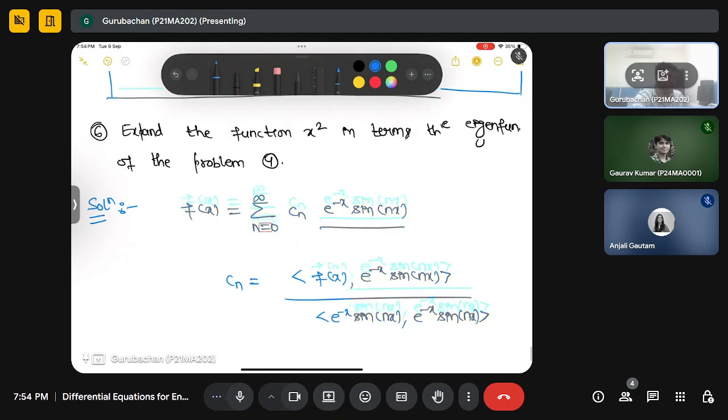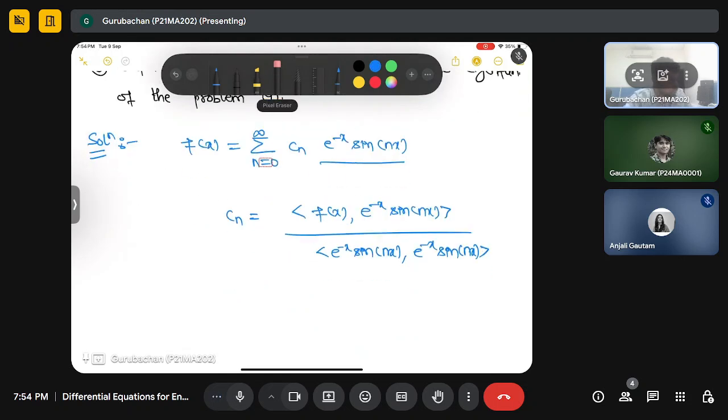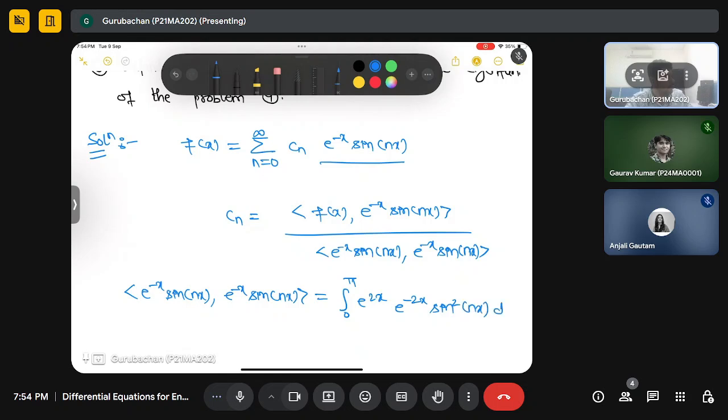Okay, so we need to calculate these two values. First of all, we will calculate the denominator: the inner product of sine nx with itself, with e to the power minus x sine nx. We know that there is a weight function e to the power 2x, and when these two are multiplied, it will be the integral of e to the power minus 2x sine square nx dx.